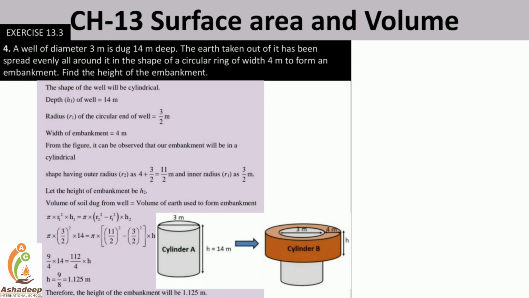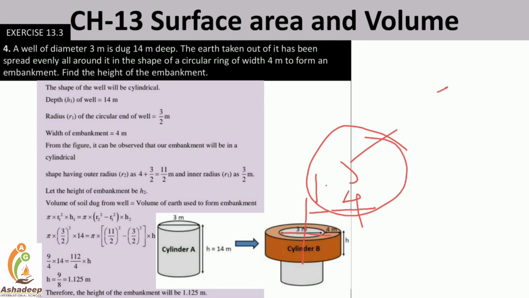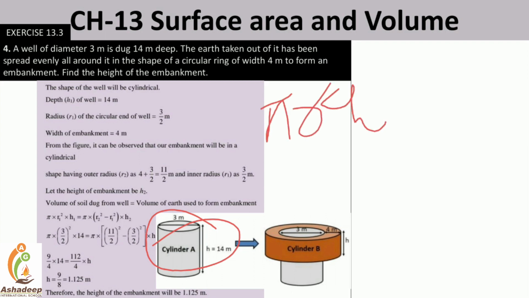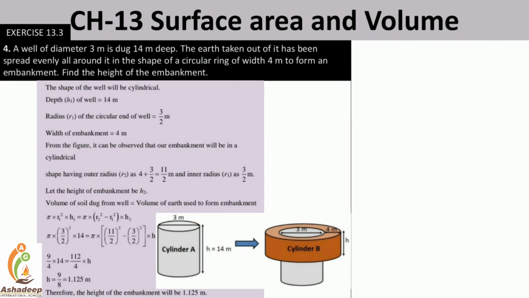So the diameter is 3, but what about the radius? So the radius is going to be 1.5, right? And this width is 4, so the total is going to be 5.5, right? Okay, now let's check the formula. So what about the formula? Volume of this, that is nothing but pi small r square h is equal to, so here the capital minus this small we need to subtract, right? So what about the capital?